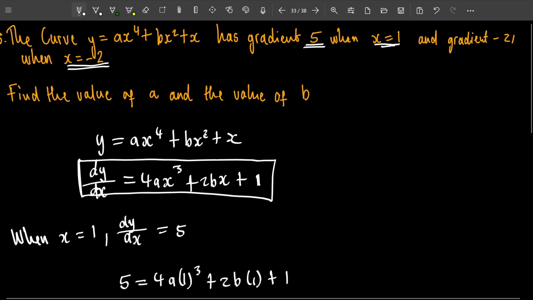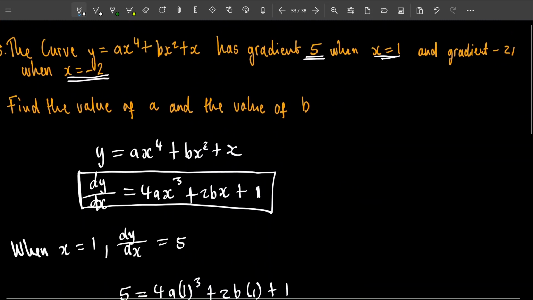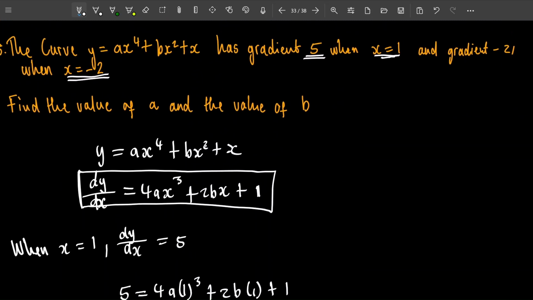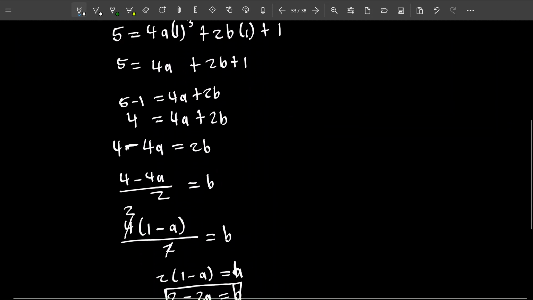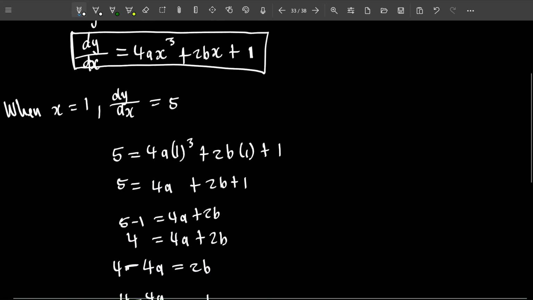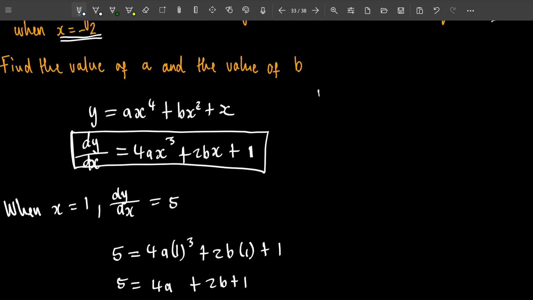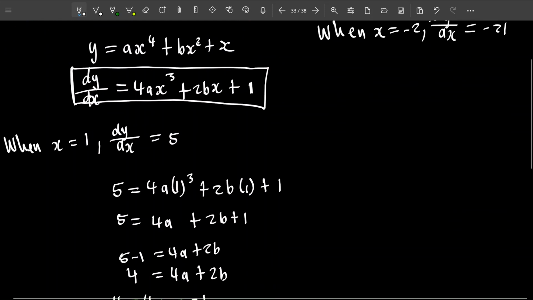What do we have now? Find the value of a and b. We're going to find them. Now, what is the next one? Gradient is negative 21 when x is negative 2. So I would write at the bottom, but for the sake of space, I'm going to write right here. Remember that this should be at the bottom of this. When x is equal to negative 2, then dy dx is equal to negative 21. So let's go ahead and put.